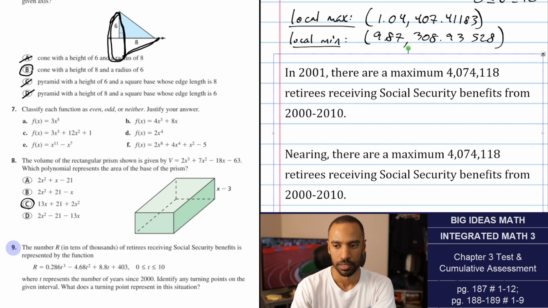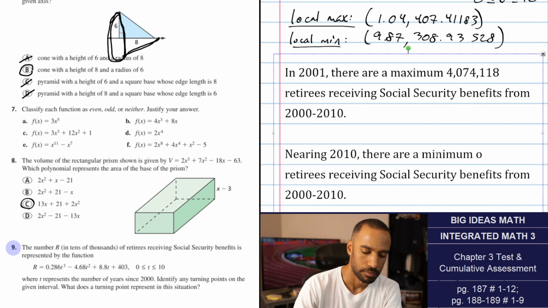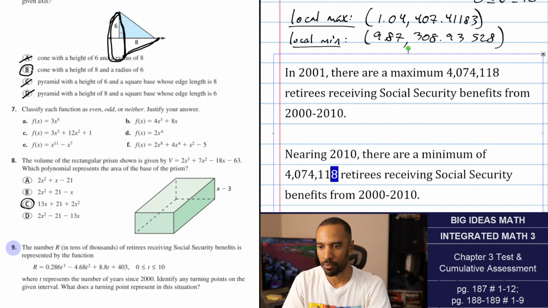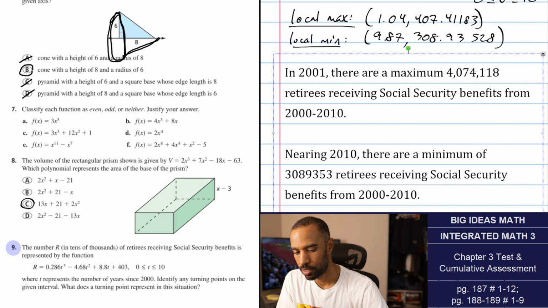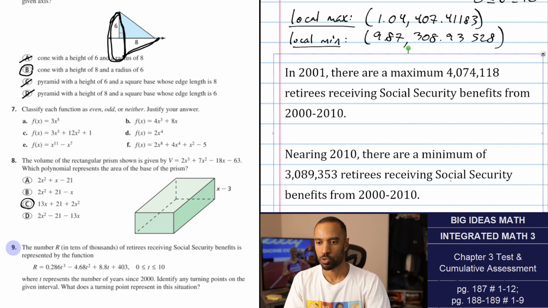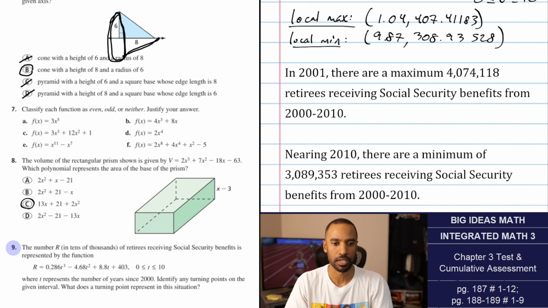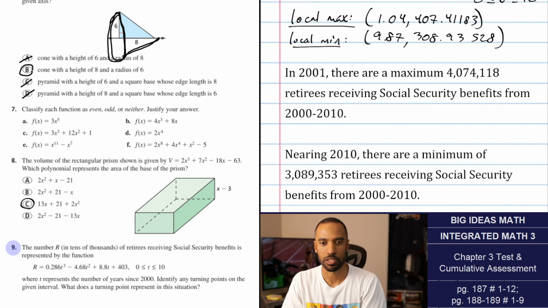In 2001. Let's just do context. Nearing 2010, there are a minimum of, now this number is 3089353. I'm going to round up. 3089353. This is 3,089,353 retirees receiving Social Security benefits from, so that, from there. When I say from here, I mean that's when the minimum occurs. That's the smallest amount that we see within that time frame. That's kind of my go-to on that. So again, two turning points in total, and that's what we're seeing on that one.